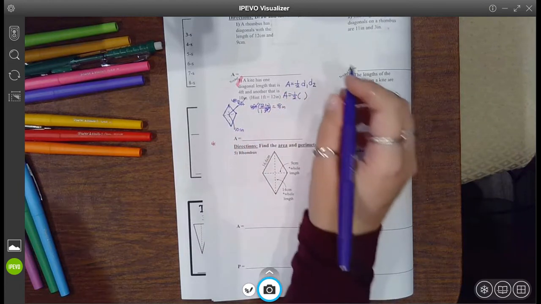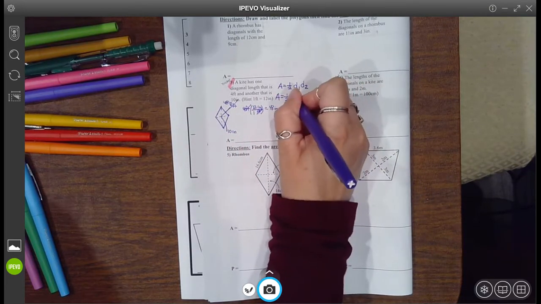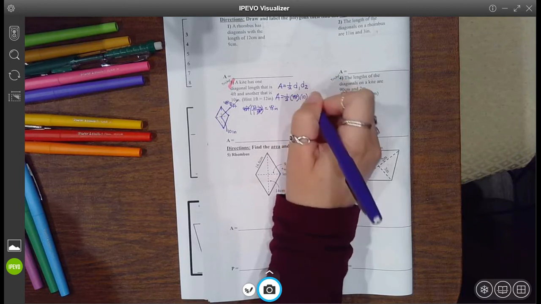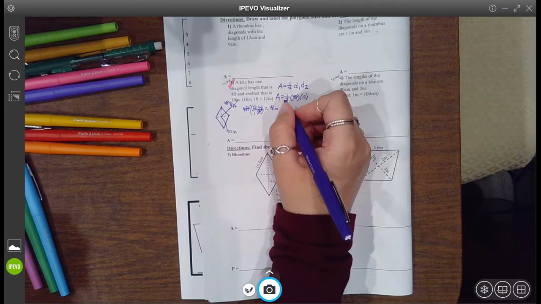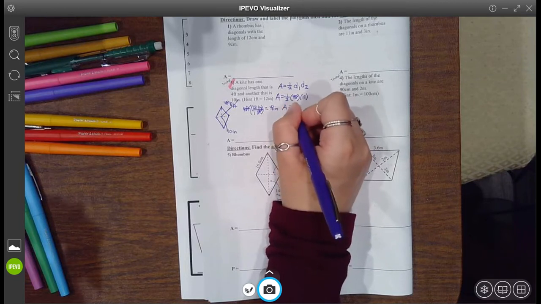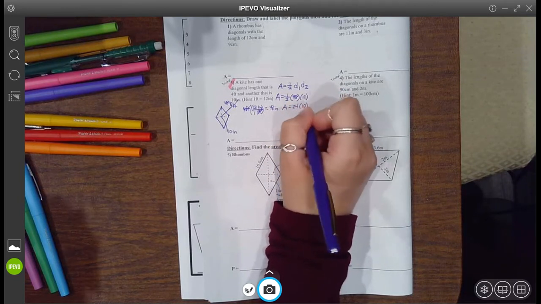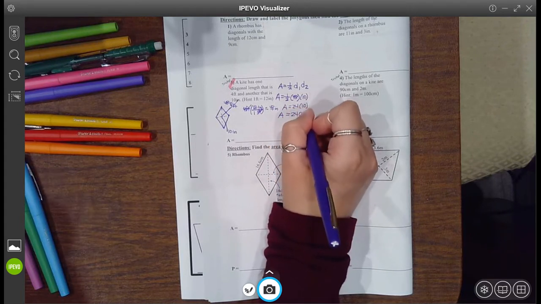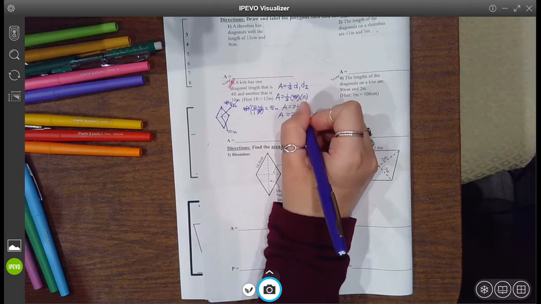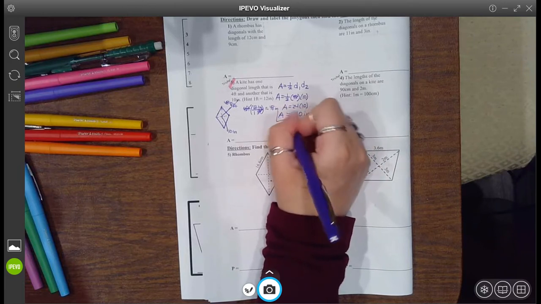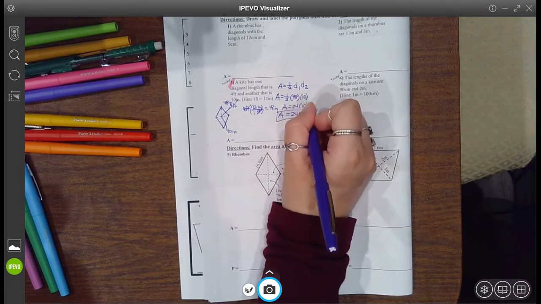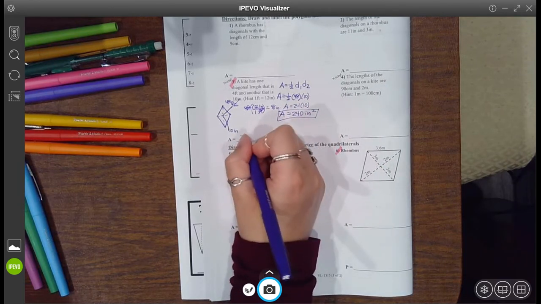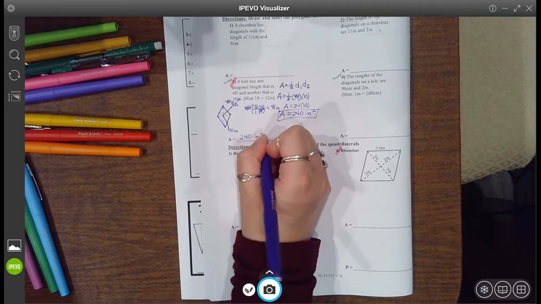So now you have 48 inches and 10 inches. They're both in terms of inches, so I can go ahead and substitute in my numbers. 48 for one diagonal and 10 for my other. Okay, and now you have half of 48, which is 24 times 10, and 24 times 10 is 240, and it was inches. Since we're solving for area, it was inches squared, because you had 24 inches times 10 inches. Inches times inches is inches squared. Okay, so my area was 240 inches squared.